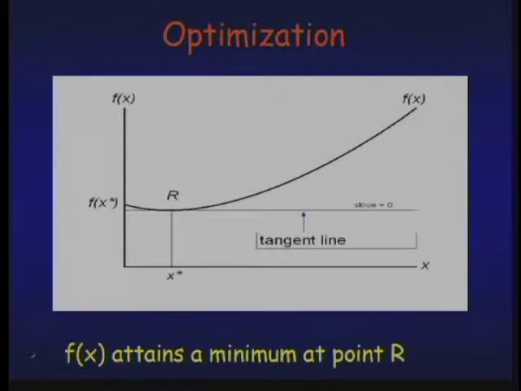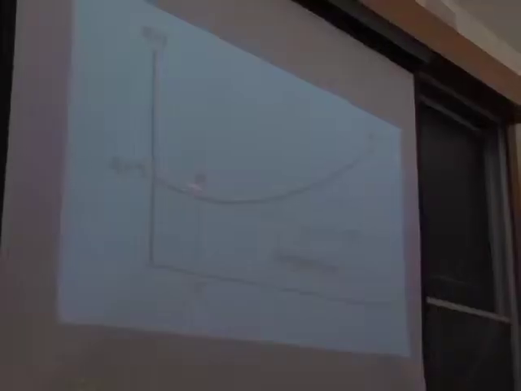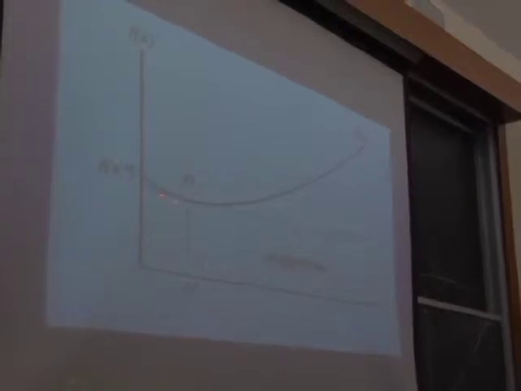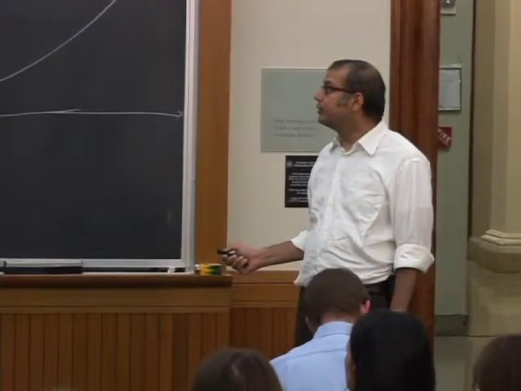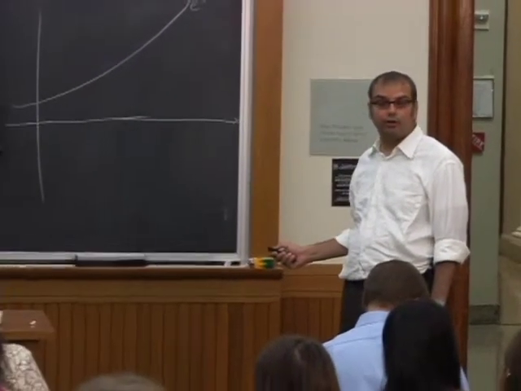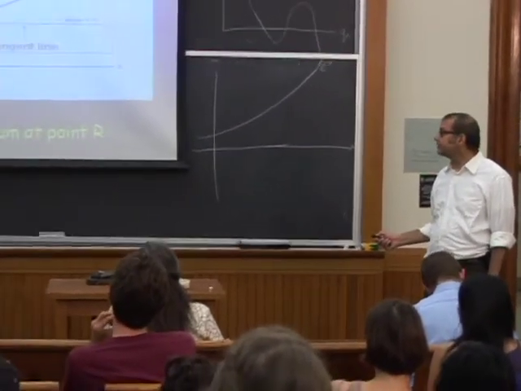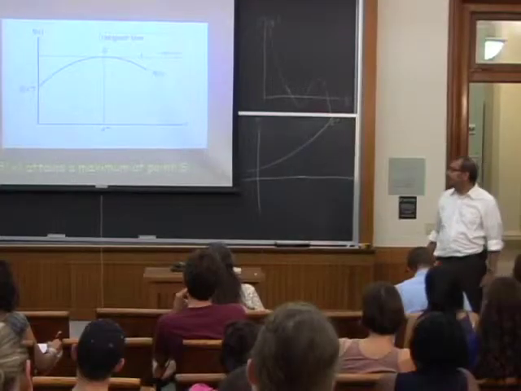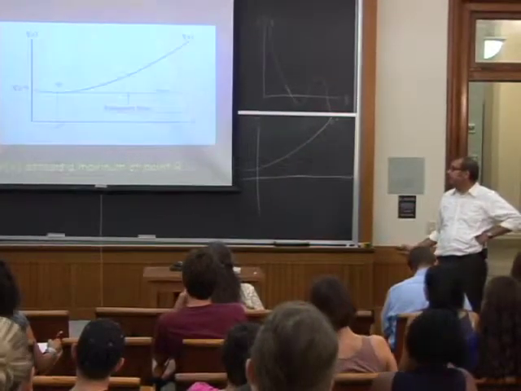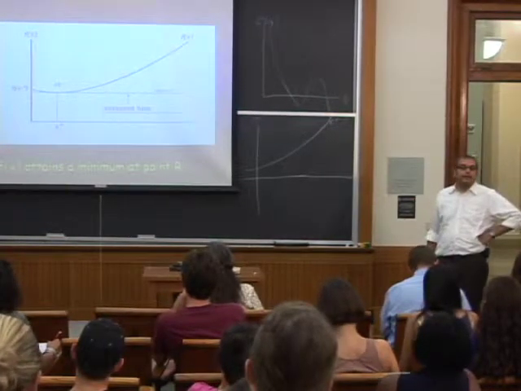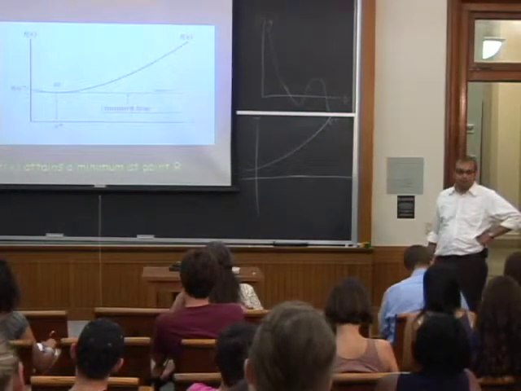A concave or a convex function? Convex, right? This is a convex function, and it has the property that at the point R, it attains a minimum. At that point R, the slope of the function f of x, or the derivative f prime of x, is equal to 0. So in both these cases, here the function attains a maximum, here it attains a minimum, and the derivative of the function is equal to 0.